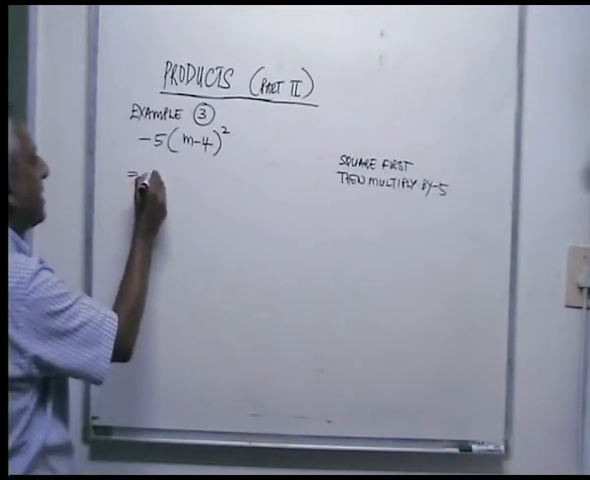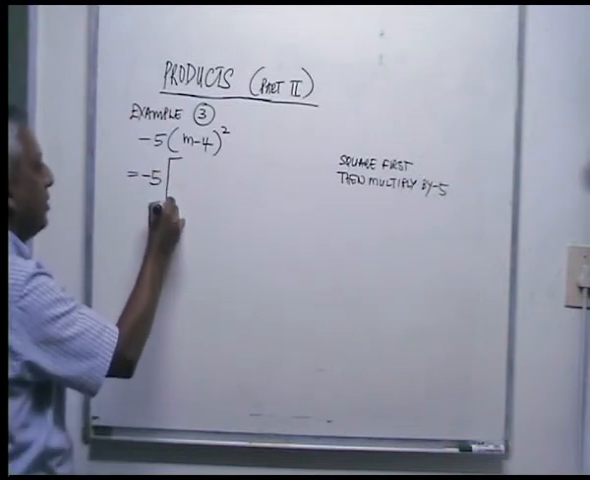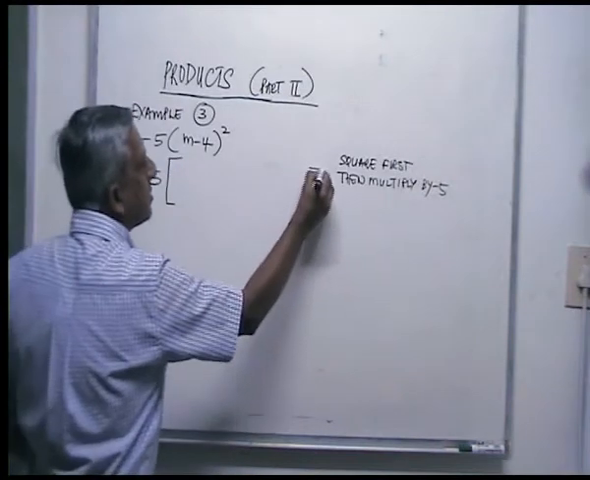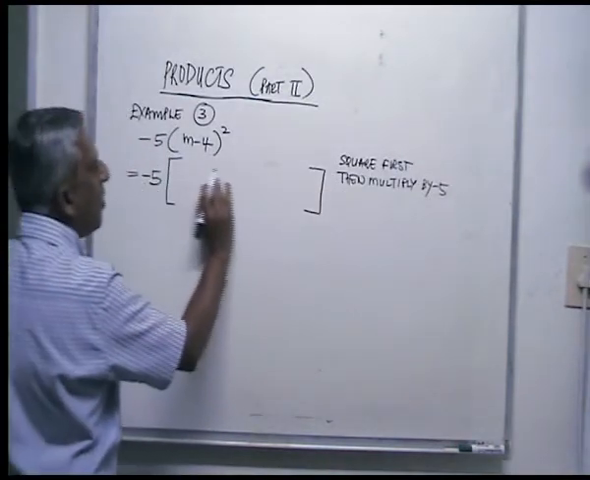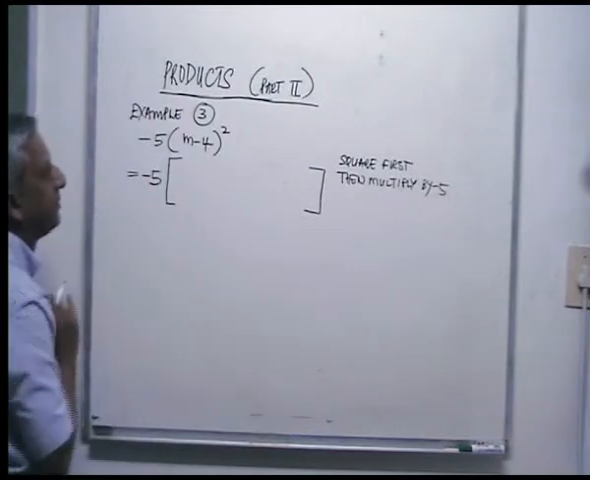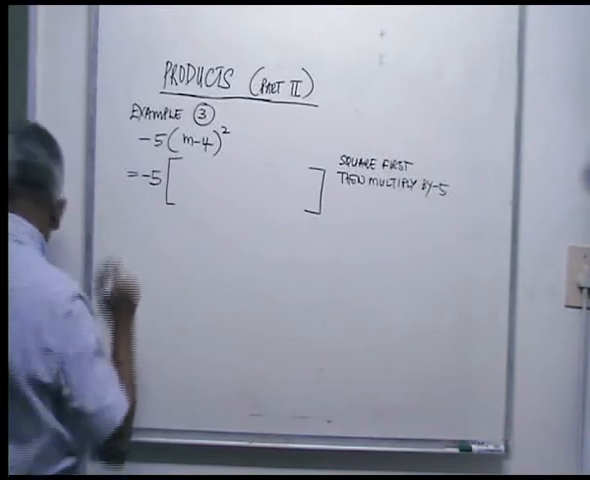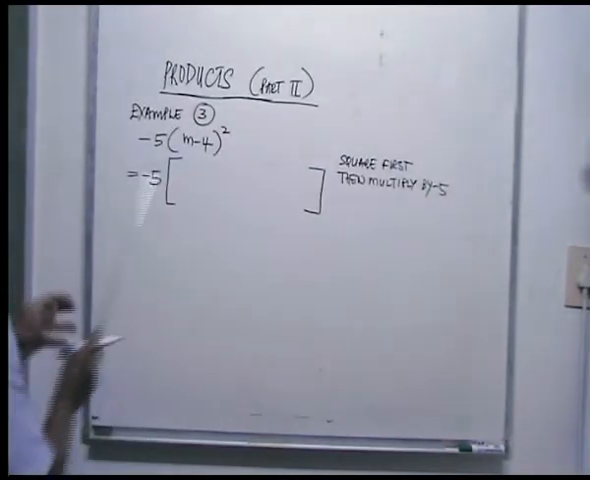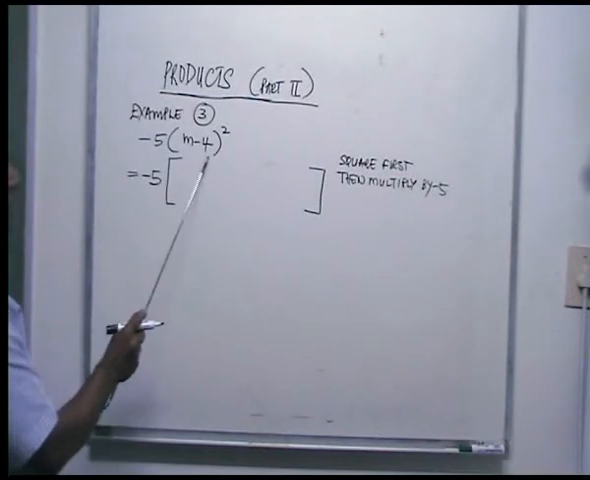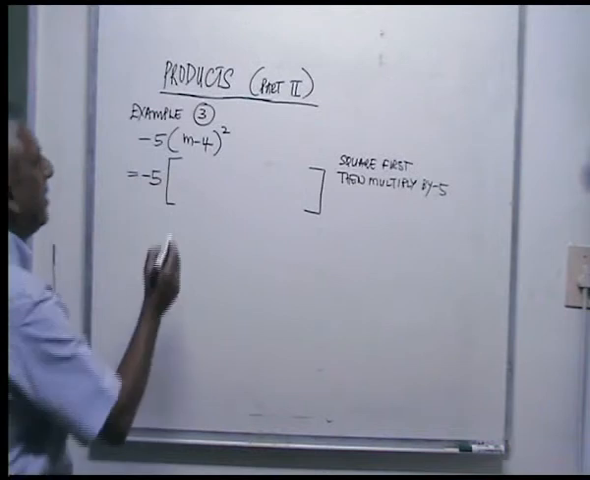So I must leave the minus 5 just like that here. And I can introduce a new type of bracket called square bracket. So leave the minus 5 here and we'll do all our working inside here. If you want to get the answer for m minus 4 squared, then all that working will be done inside here. So let's do it.